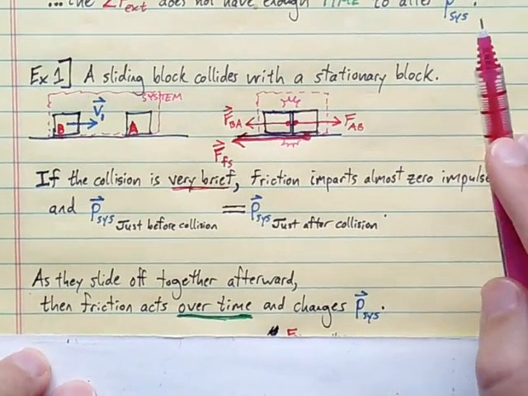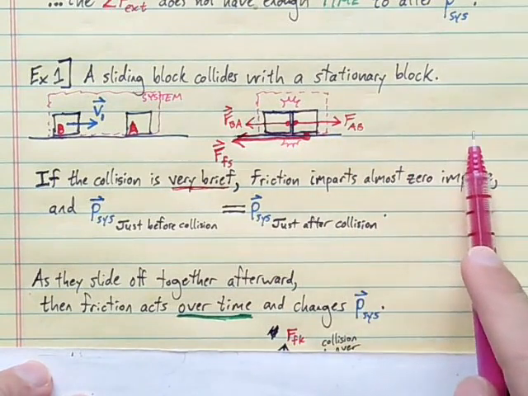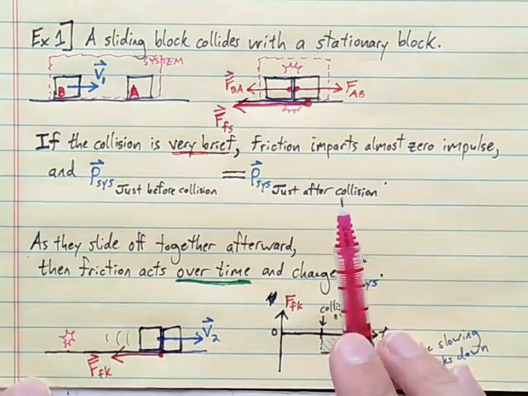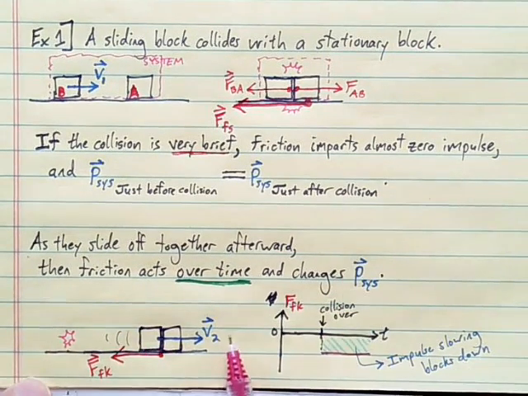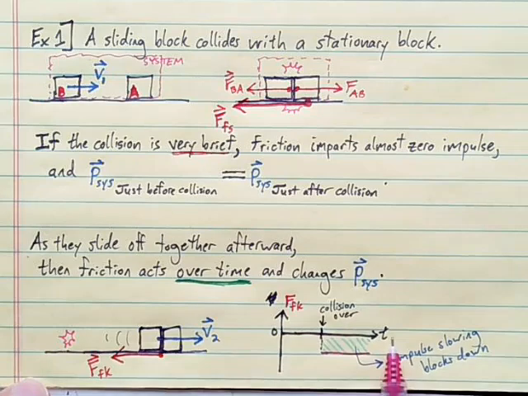On the other hand, suppose the blocks stuck together and then slid off to the right afterwards. Then friction acting over time as the blocks slid off to the right, so if they collided here and are sliding off to the right, slowing down due to kinetic friction, now this kinetic friction is able to act over time because time definitely passes as the blocks slide. So here if we graphed friction versus time, starting from this moment here, once the collision was over, they'd stuck together at this time and were now sliding off together.